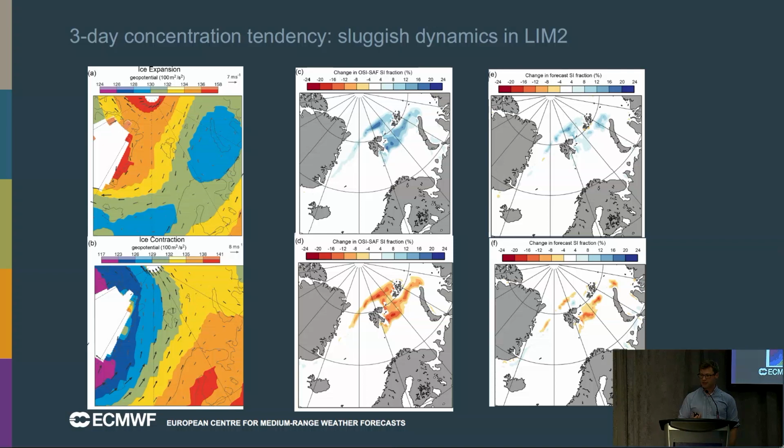And then we can dig into this a little bit more, looking at the three-day changes in the sea ice edge during periods of ice advance and ice retreat. We're compositing over these cases of ice advance in the top line and ice retreat in the bottom line. And we see that even though the sea ice model is getting the pattern of this right, the change is a little bit sluggish. So there's potentially still some work to be done to get the dynamics correct.